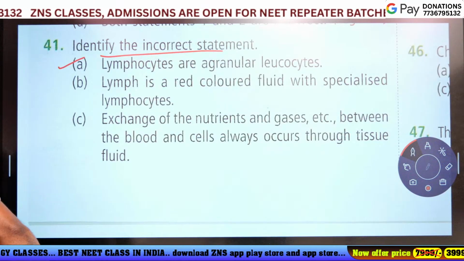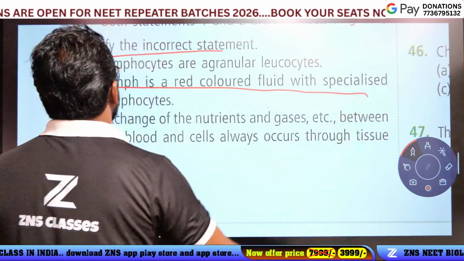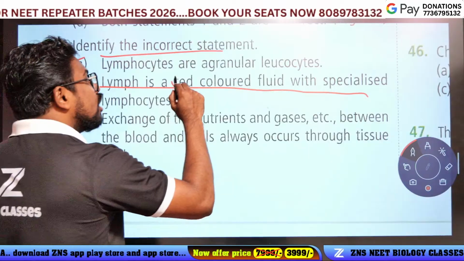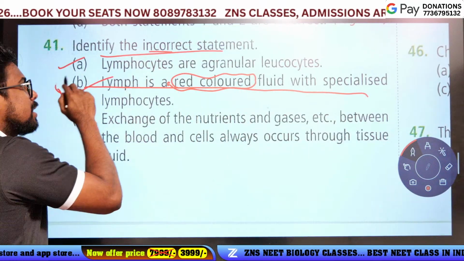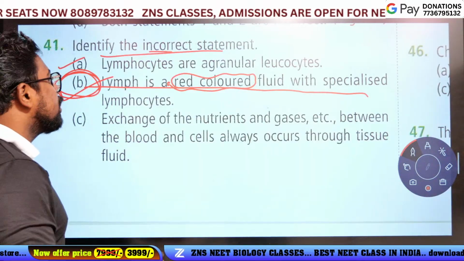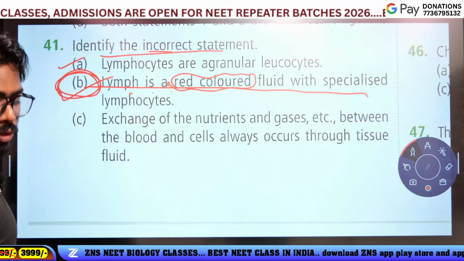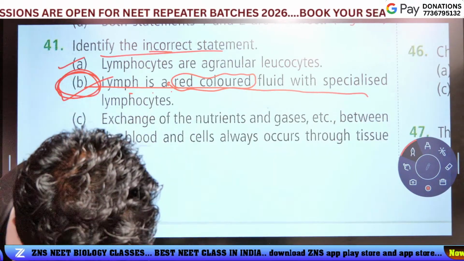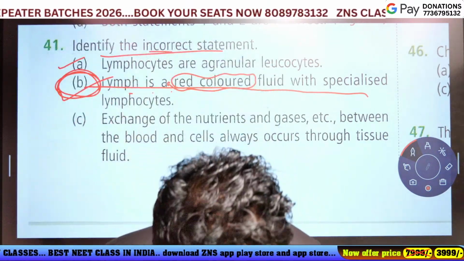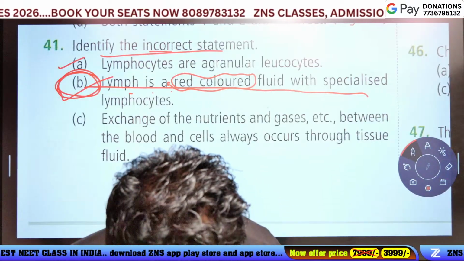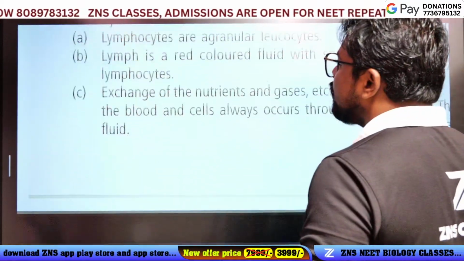The next statement: the lymph is a red-colored fluid with specialized lymphocytes. Is that a problem? It's an incorrect statement. Option B is incorrect because lymph is a colorless fluid, not a red-colored one. Good, option B is the answer to question 41.